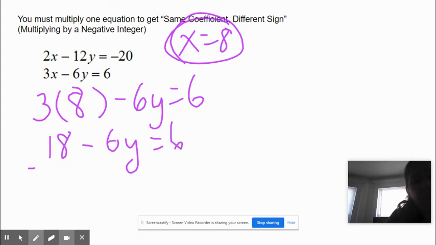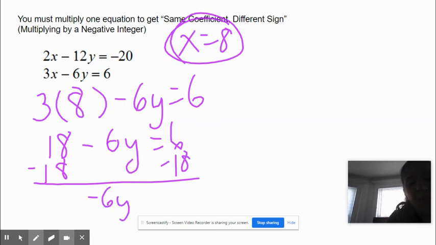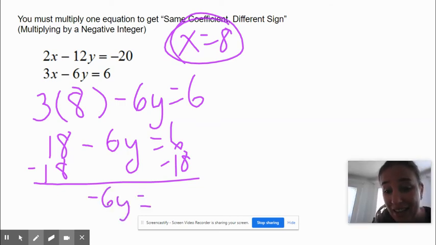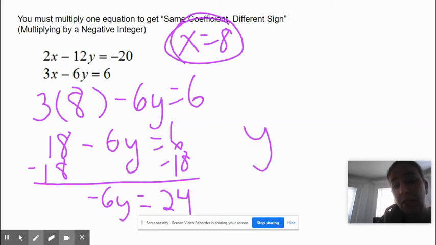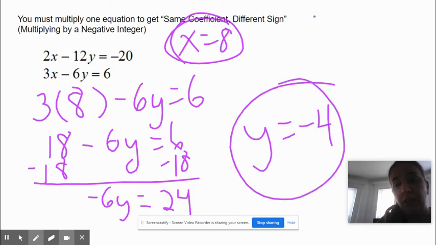So now I'm going to subtract 18 from both sides. Negative 6y comes down. A lot of students lose that negative. That negative didn't just appear just because the 18 in front of it did. That negative is married to that 6. It stays. And then 6 plus 18 is 24. Divide both sides by negative 6. And y equals negative 4. So your final answer, 8, negative 4.